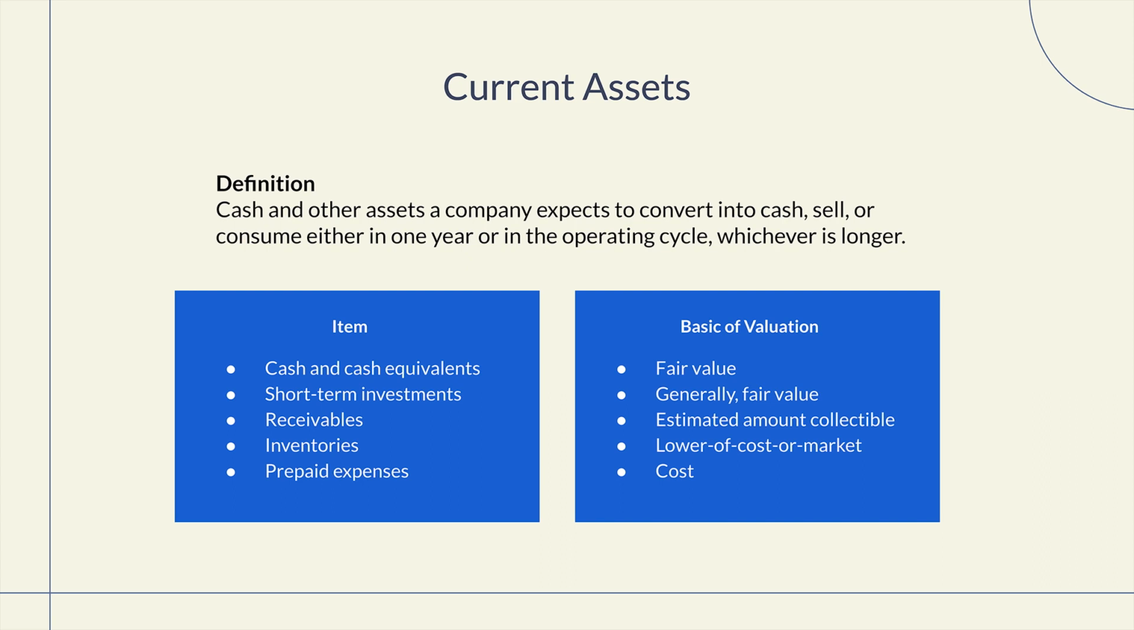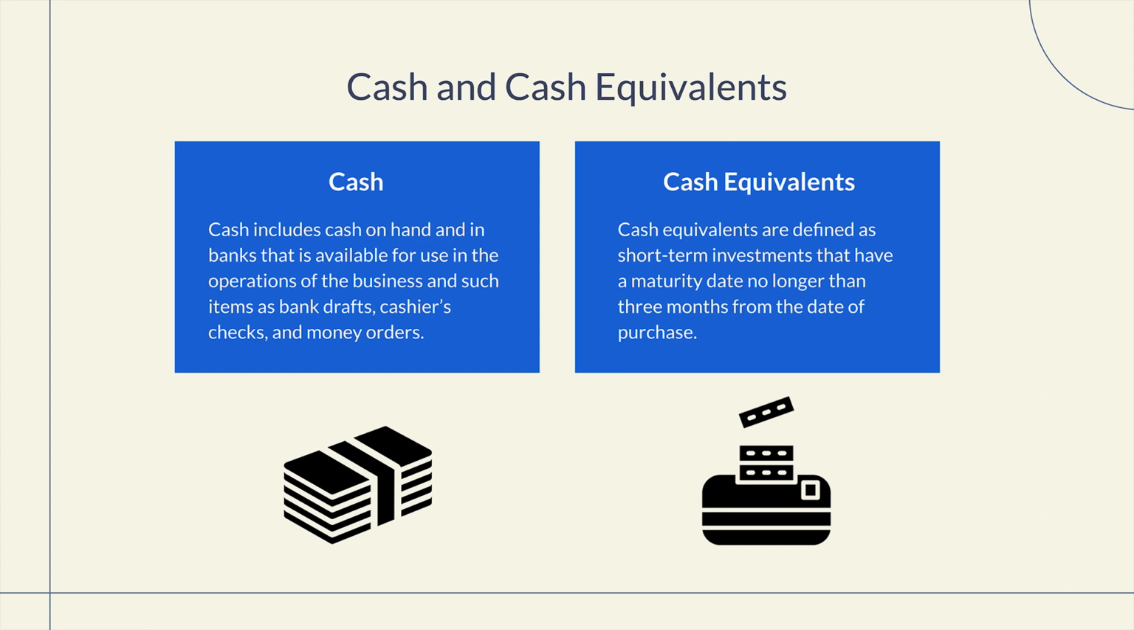Current assets include cash and cash equivalents, short-term investments, receivables, inventories, and prepaid expenses. Cash and cash equivalents are defined as follows. Cash includes cash on hand and cash in banks that is available for use in operations of the business, such as bank drafts, cashier's checks, or money orders.